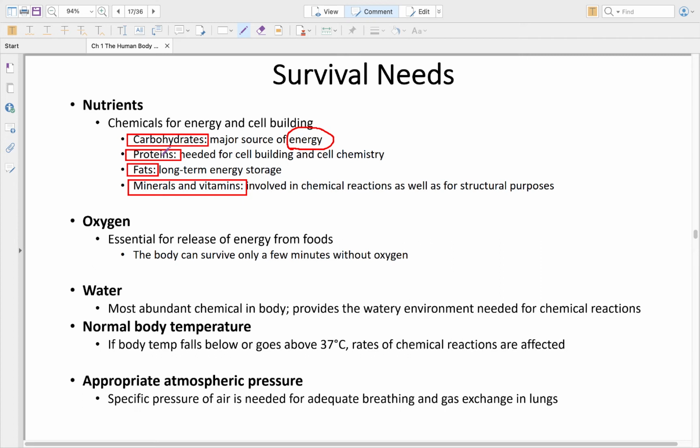Okay, we need proteins. We need proteins for building. We need proteins to be broken down into amino acids so we can build anything we want. Our body needs to be able to build any protein it wants, and it gets the building blocks from your diet.